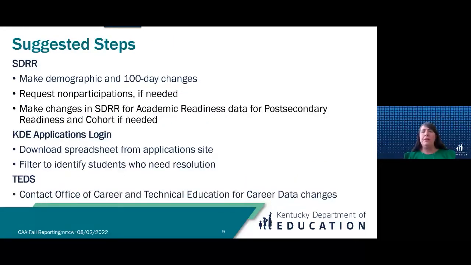Now, here are some suggested steps for you, because people always ask, well, what do I do? Well, in SDRR, you're going to make your demographic and your 100-day changes. You're going to request your non-participations. You're also going to make changes in SDRR for academic readiness data, for post-secondary readiness and cohort if needed. And then the next thing is the application login. You're going to download those spreadsheets from the application site, and then you'll filter to identify any students who may need resolution.